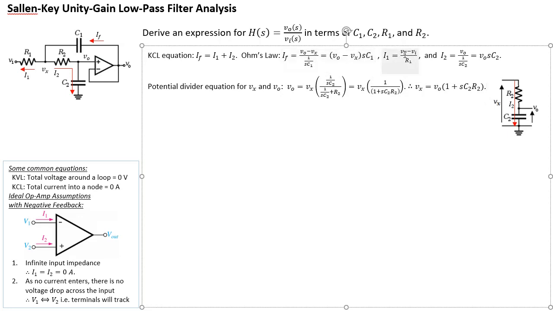Now I have an equation for Vx that I can substitute into these Vx's here, a Vx here and a Vx there. So now we can substitute IF, I1, and I2 into these three equations, substituting into the KCL. IF is just this, so I can copy that. IF is equal to I1. Well, I1 is just this, so copy that.